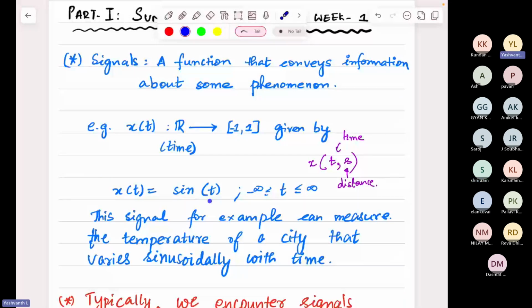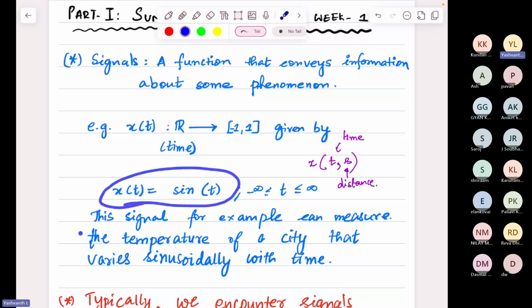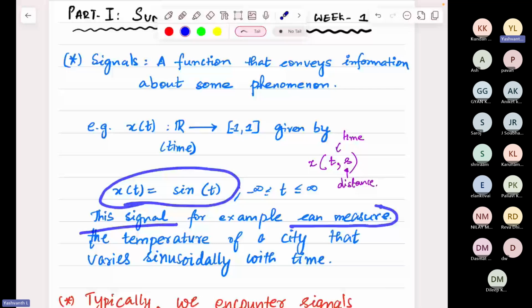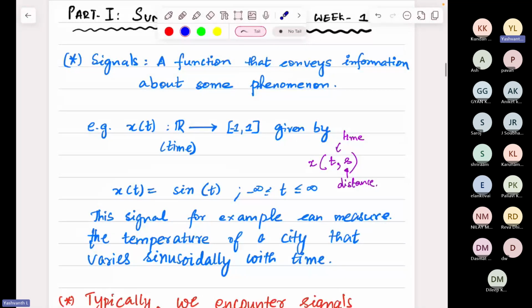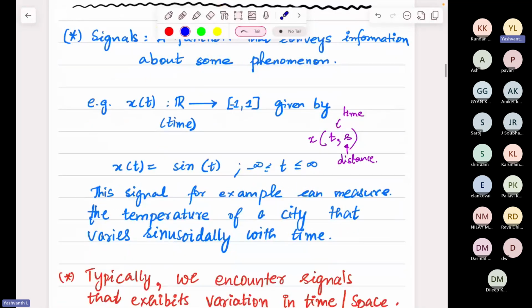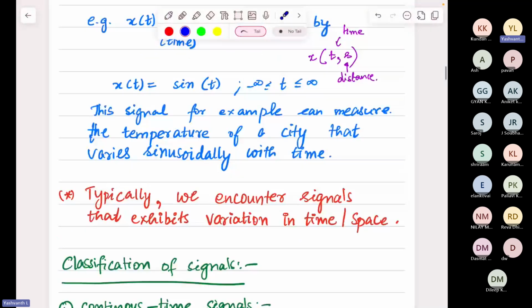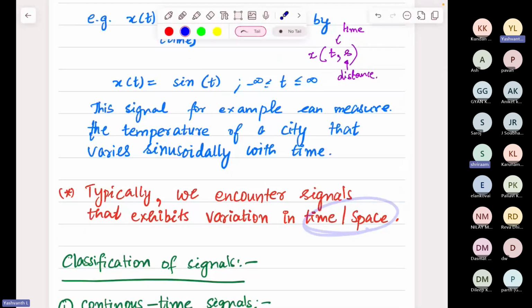For example, what can this denote? If you want to measure the temperature of a city, and in some city the temperature varies sinusoidally with time, then x of t is equal to sine t measures the signal that conveys the information about the temperature of the city. Typically we encounter signals that exhibit variation in time and space, but in this course we will only look at variations along the time domain, not the space domain.